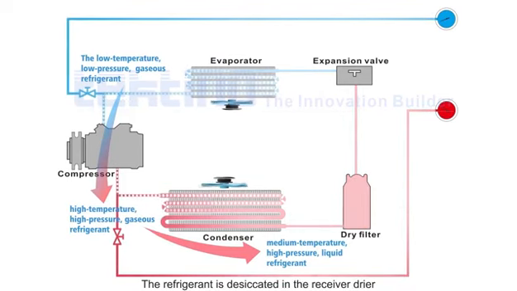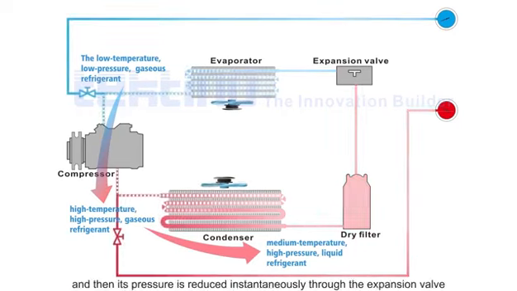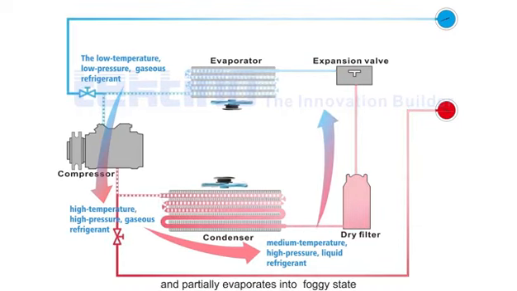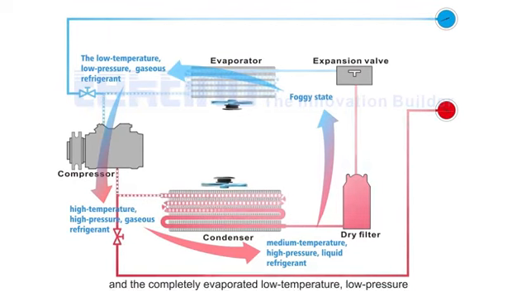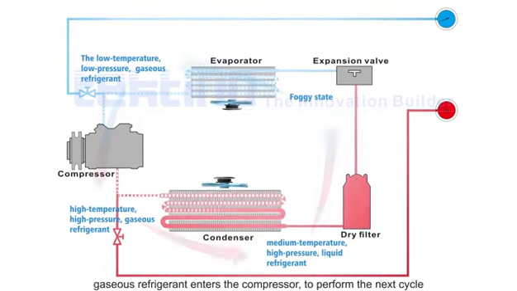The refrigerant is desiccated in the receiver dryer, and then its pressure is reduced instantaneously through the expansion valve, and partially evaporates into a foggy state, which is sprayed into the inner wall of the evaporator, where it evaporates to absorb the heat of the surrounding air to cool the surrounding air, and the completely evaporated low temperature, low pressure, gaseous refrigerant enters the compressor, to perform the next cycle.